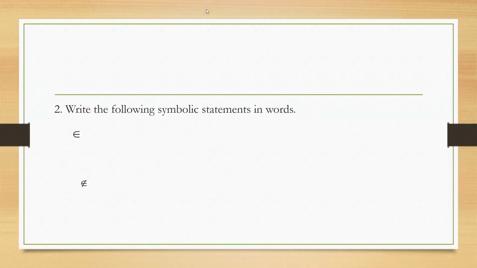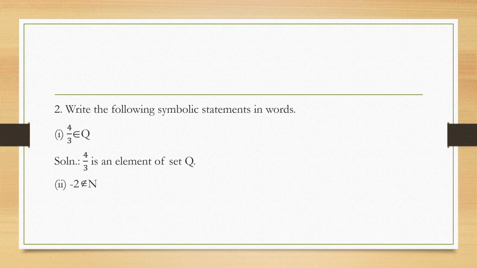So our first is 4 upon 3 belongs to set of Q. How will we write in words that 4 upon 3 is an element of set Q, as we studied before. Second, minus 2 does not belong to the set N. How will we write it? Minus 2 is not an element of set N.